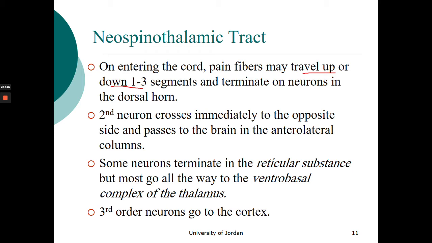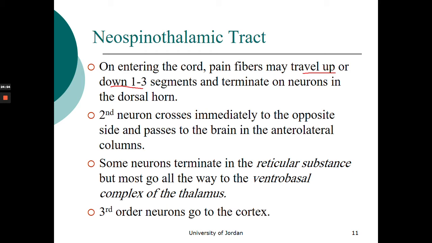Now, when they go up, some neurons terminate at the reticular formation of the brainstem, but most of the fibers go all the way to the ventrobasal complex of the thalamus. Less than 25% of the fibers end at the reticular formation of the brainstem. Now, the third order neuron goes from the ventrobasal complex to the cerebral cortex, to the primary somatosensory cortex.